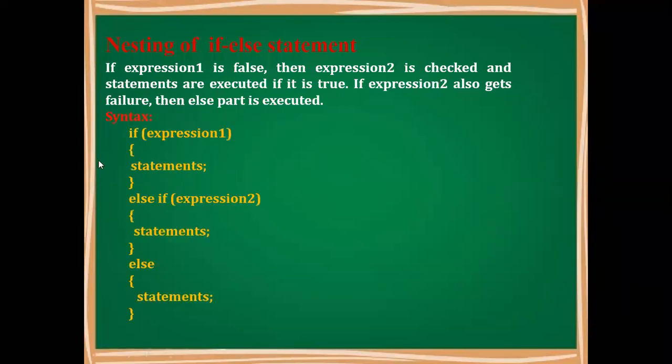So for example, if expression 1 is true, then execute this statement. Else if expression 2 is true, then it will execute this one. Otherwise, if neither expression 1 nor 2 satisfies the condition, then the else part will be executed. This ladder we can increase up to multiple levels: if, else if, else if, else if, and at the last you have to write else.